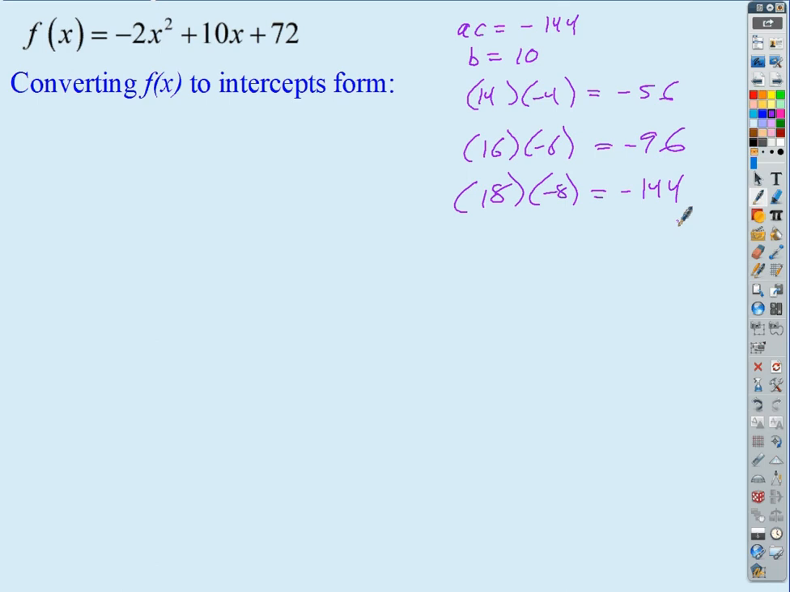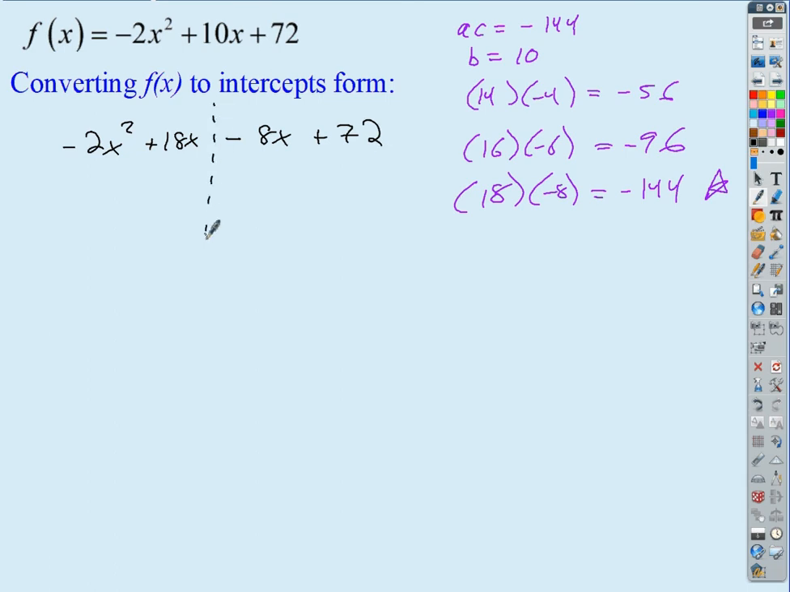Okay, so those are my two magic numbers, right? 18 and negative 8. And so now you can either do bottoms up, or let's do grouping instead. So if we break this up by grouping, we're going to factor this. We get negative 2x squared. How's the 10x going to break up? I'm going to get 18x minus 8x plus 72, right? Because those are my magic numbers.